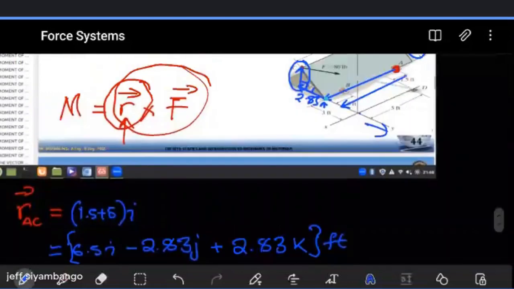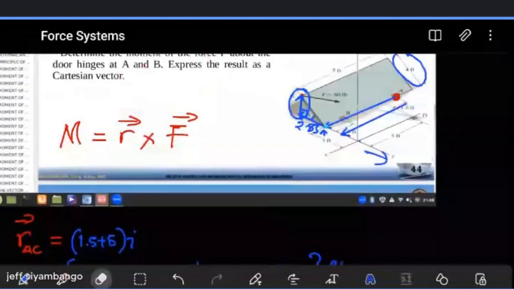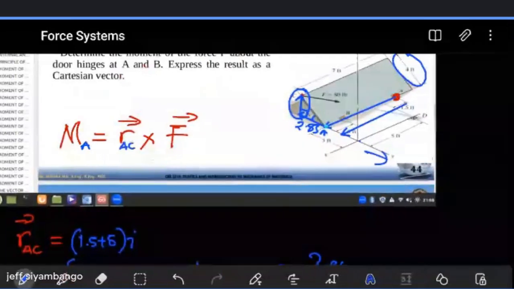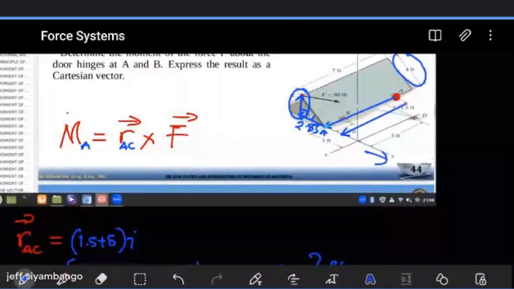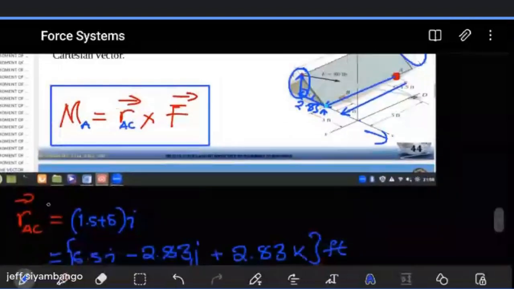So we have our displacement vector from A to C. That's the one that we will be using where we have R here. So to find, let's say, the moment about point A due to the force F, we're going to multiply. The moment about point A will be equal to the displacement vector from A to C cross the force itself. The force is pointing in this direction, so it will be cross the force. This is what will give me the moment we are looking for. So I have now found what my R_AC is.